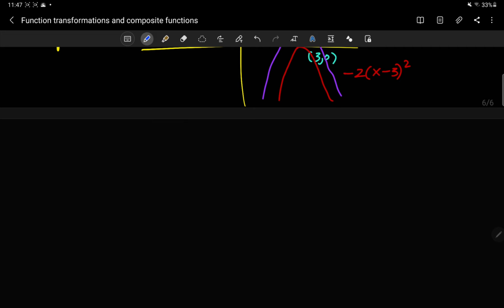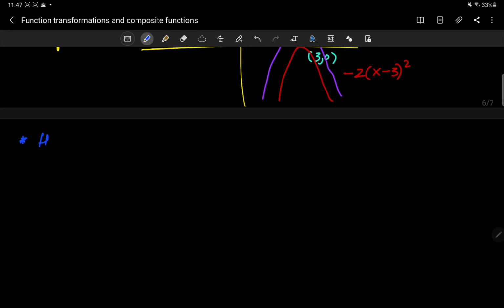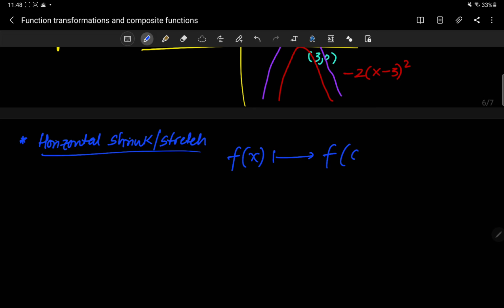Okay, so moving on to the next, the obvious follow-up is horizontal shrinking and stretching. Now, as you would have kind of thought, it's similar because now we are stretching or shrinking the input, right? So the transformation is going to be f of x to f of c times x. And here again, it's going to be a little counterintuitive that when c is more than 1, then you shrink. And if c is between 0 and 1, then you stretch.